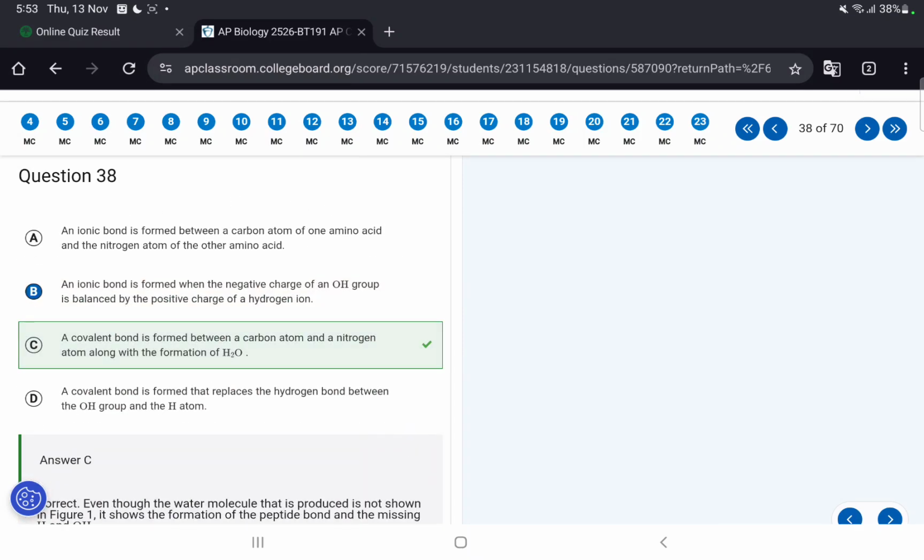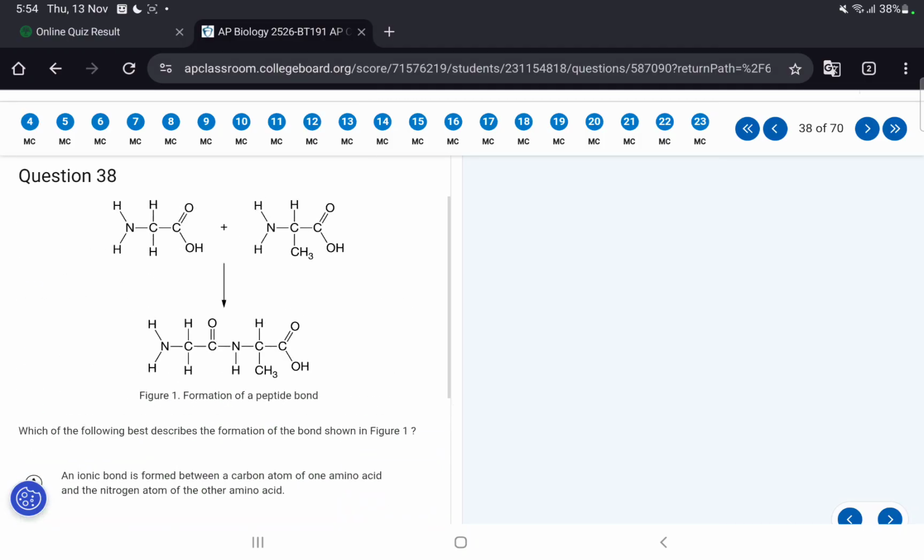Again, a covalent bond is formed between a carbon atom and a nitrogen atom along with the formation of H2O. That's how everything happens. Formation of H2O, synthesis reaction, dehydration reaction, condensation reaction, they all mean the same thing. It's just different names for the same reaction, okay? It makes a bond between two elements of two different molecules, releases water, okay?